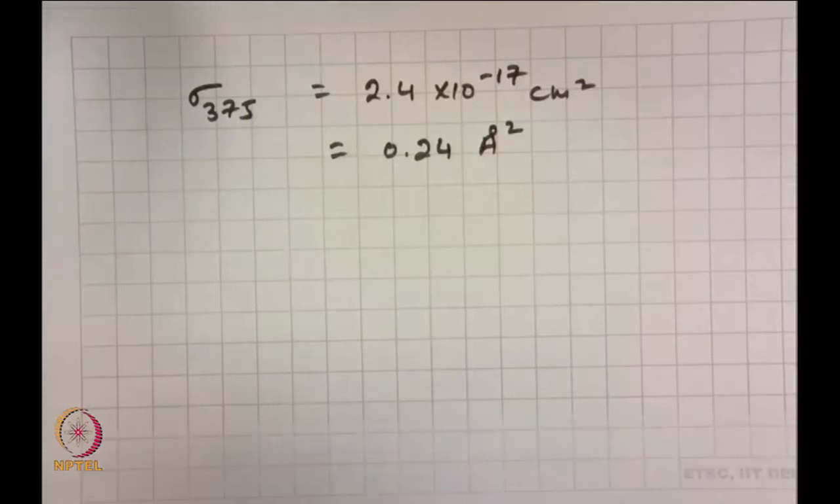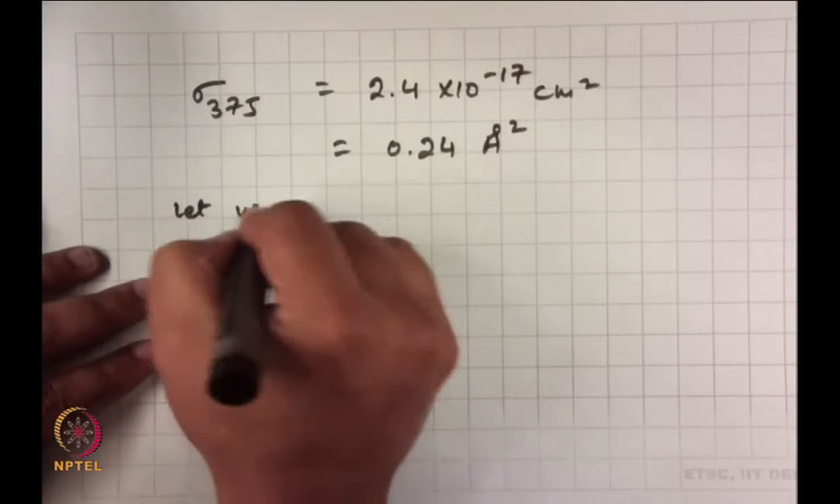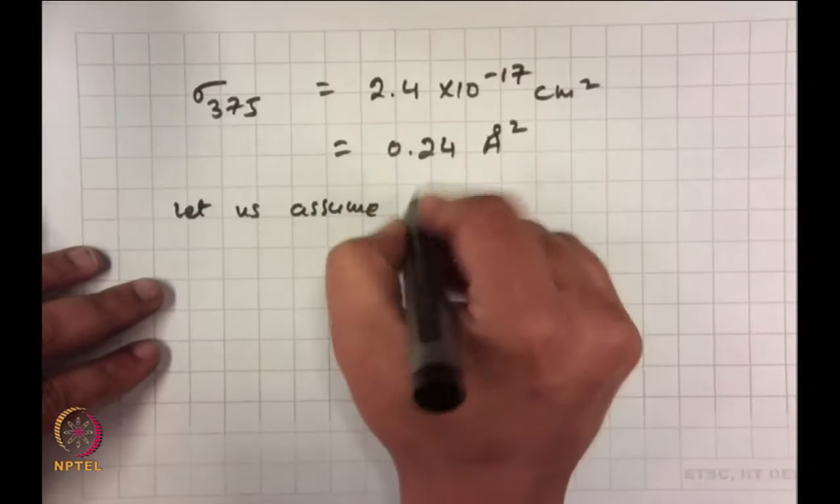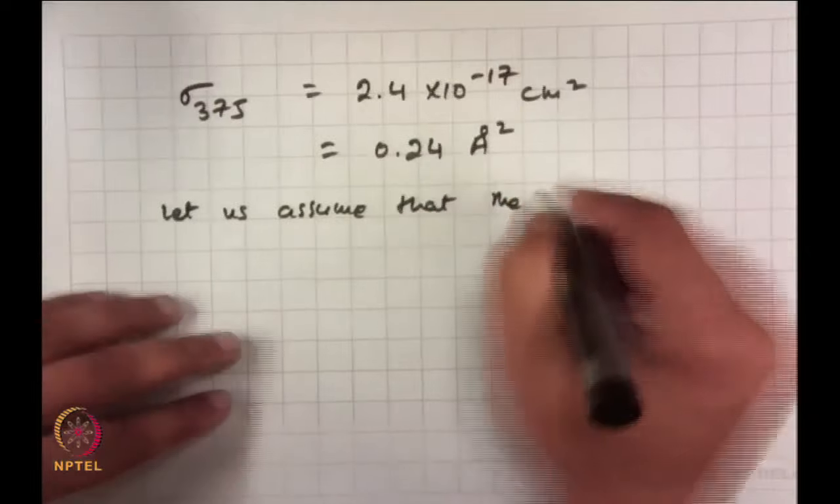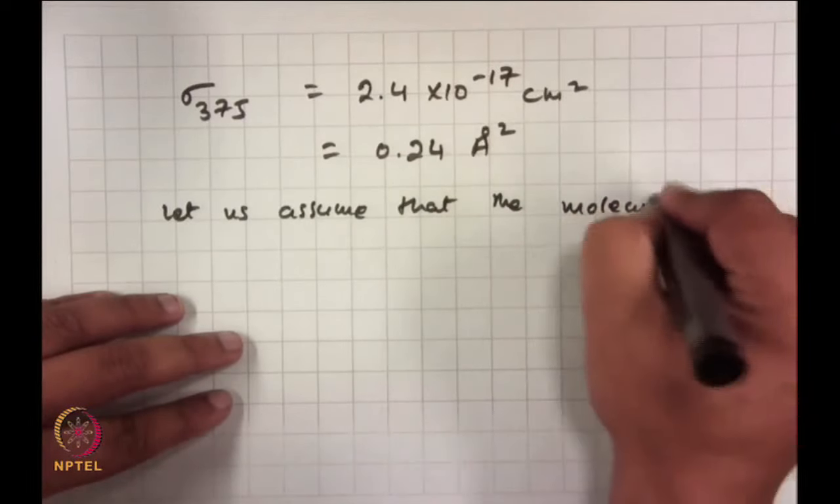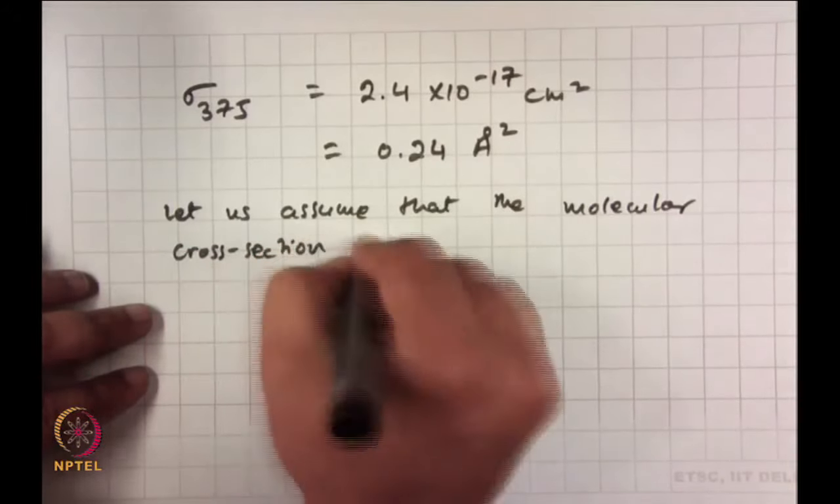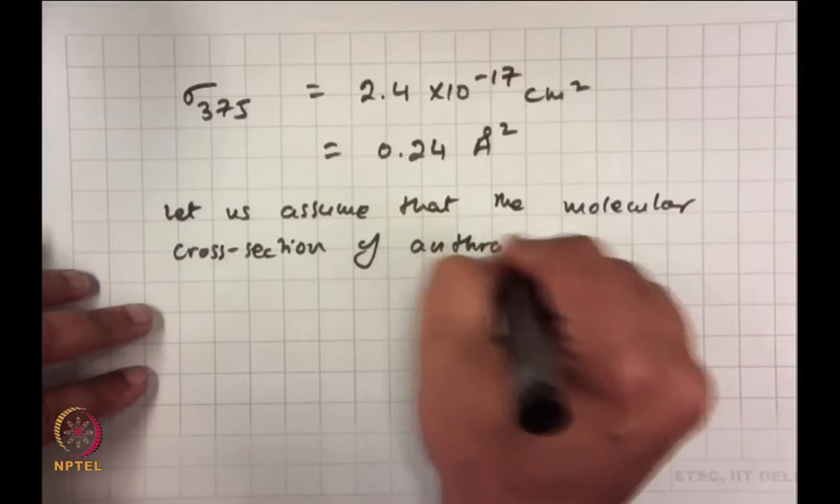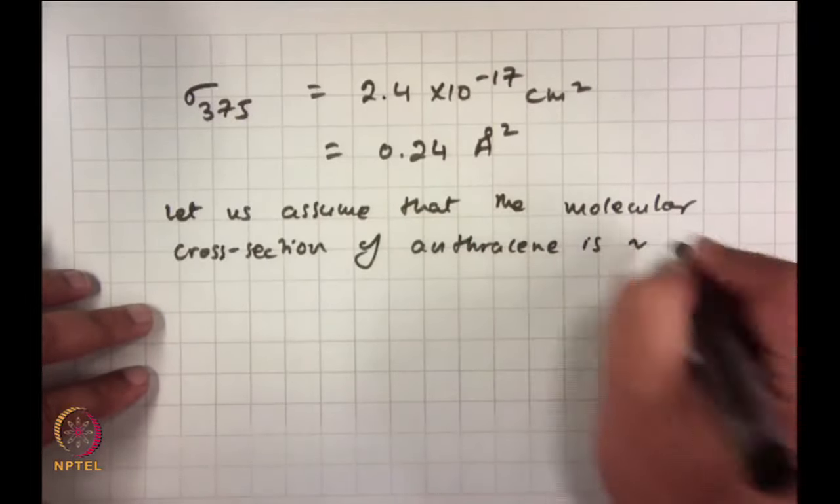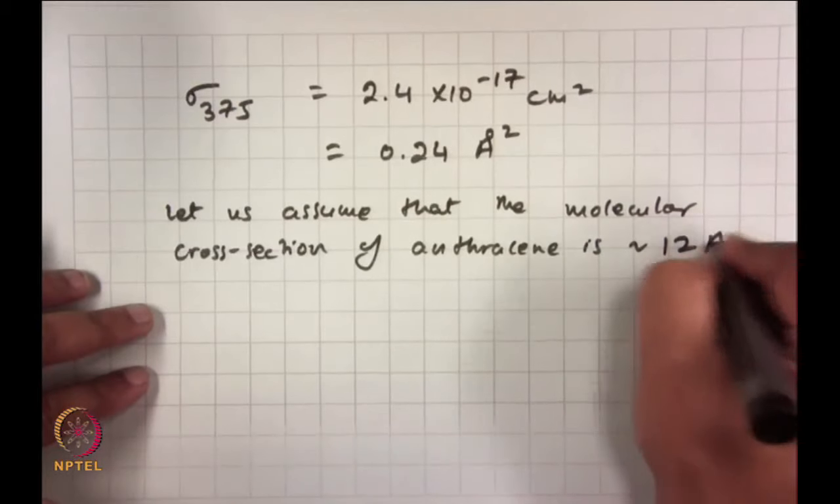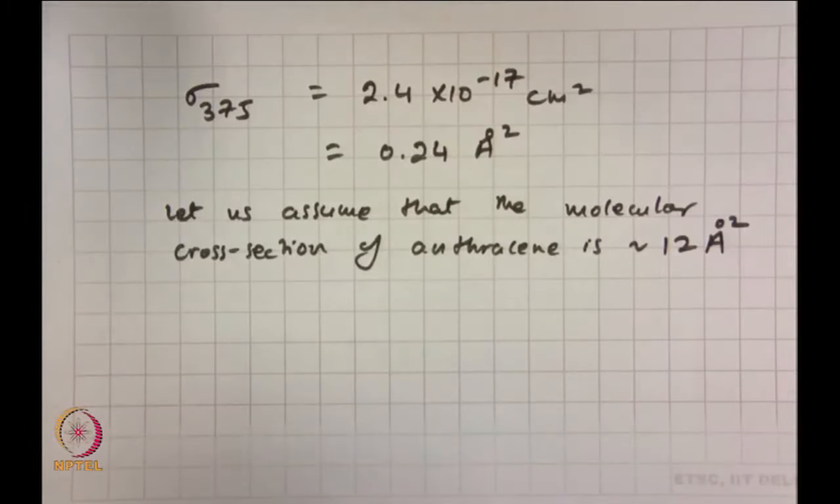Okay. This is the absorption cross section area at 375. Now, let us assume that the molecular cross section of anthracene is 12 angstrom squared. Let us assume that the molecular cross section of anthracene is 12 angstrom squared.